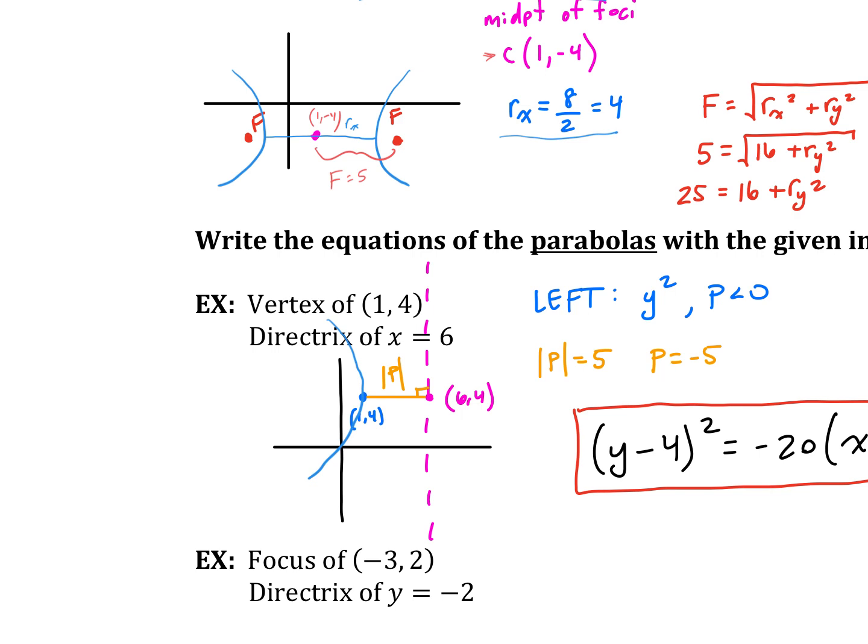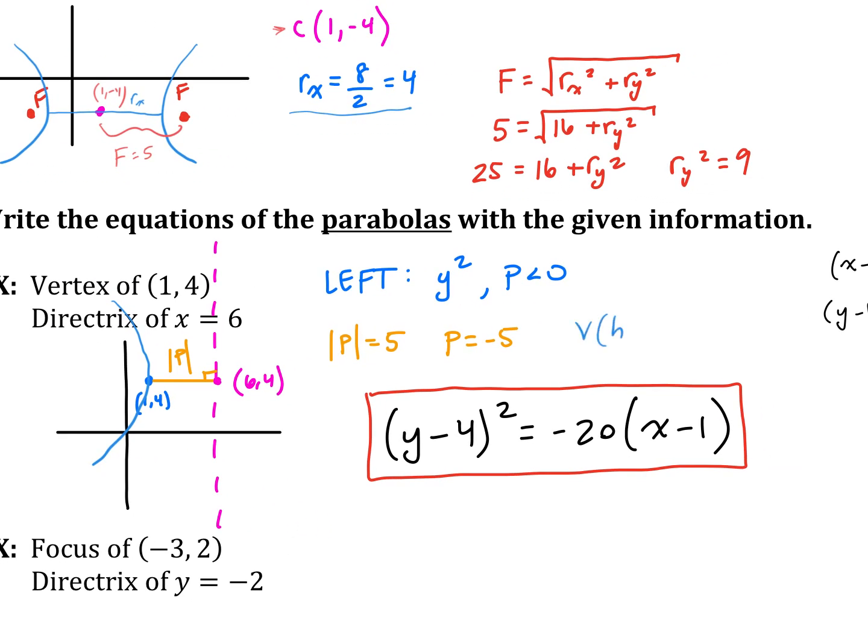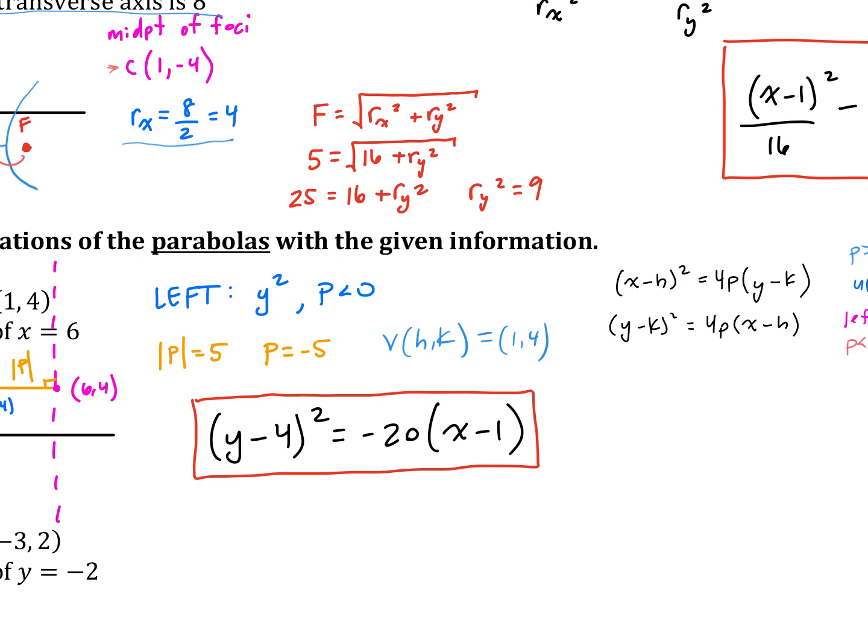So, remember, we have our vertex, and our vertex is the point (h, k), which in this case is 1, 4, all right? So remember, the order is important, okay? So we are dealing with this equation right here, all right? So our k value goes with y, the h value goes with x. So we have y minus 4 squared equals 4 times our p, so 4 times -5 is -20, and then our x minus h is x minus 1, okay?